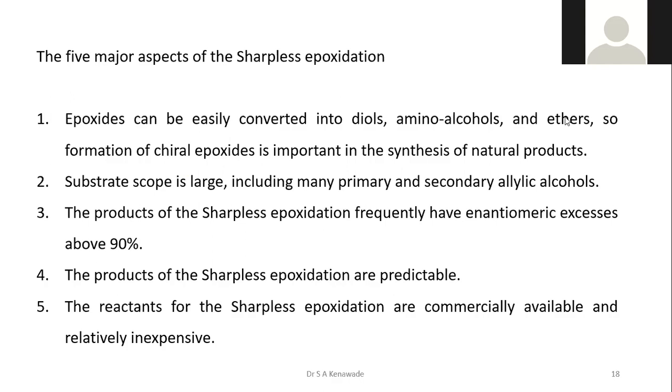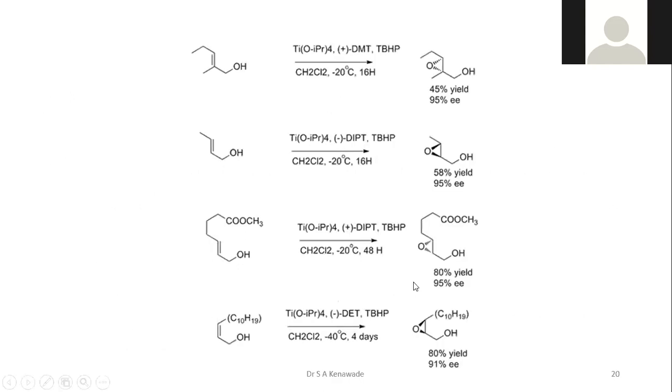Then the synthetic applications and some of the important examples. Here is an allylic alcohol. Allylic alcohol means the alkene and OH are separated by one sp3 carbon, and this sp3 carbon is called the allylic carbon, and this allylic carbon is attached to the OH. Then this is your reagent, titanium tetraisopropoxide plus DMT. Instead of DET, you can use DMT, dimethyl tartrate. CH2Cl2 is the solvent.